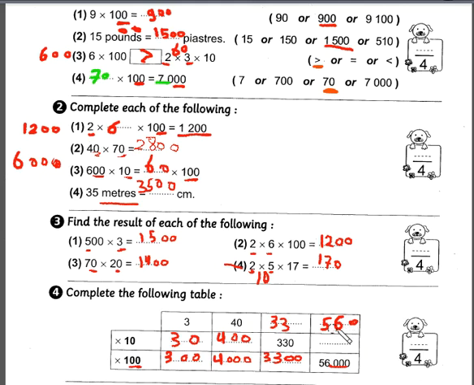Here 560 times 10. How many zeros? Count 1, 2. So we'll put 2 zeros. And we write 56 like it.